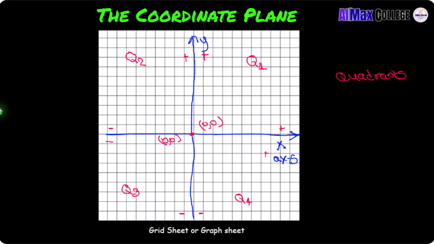So we have Q1, Q2, Q3 and Q4 on this Cartesian plane, on the diagram now. You don't need to memorize the quadrant names right now. What you need to know is this: every point on this plane has an address. That address is called an ordered pair.